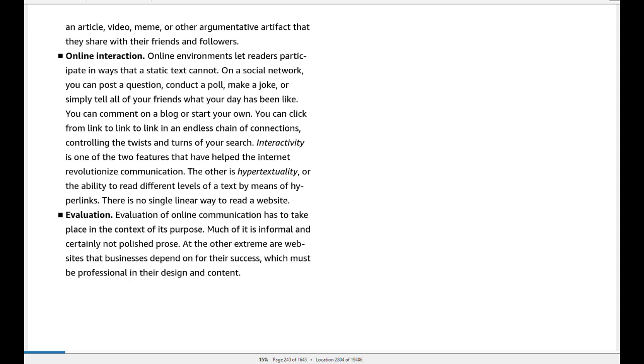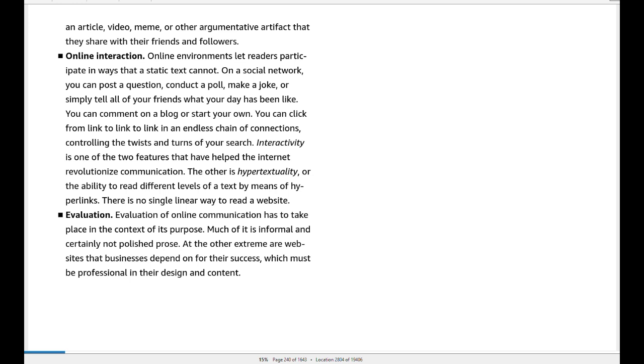Online interaction. Online environments let readers participate in ways that static text cannot. On a social network, you can post a question, conduct a poll, make a joke, or simply tell all your friends what your day has been like. You can comment on a blog or start your own. You can click from link to link to link in an endless chain of connections, controlling the twists and turns of your search. Interactivity is one of the two features that have helped the internet revolutionize communication. The other is hypertextuality, or the ability to read different levels of text by means of hyperlinks. There is no single linear way to read a website.